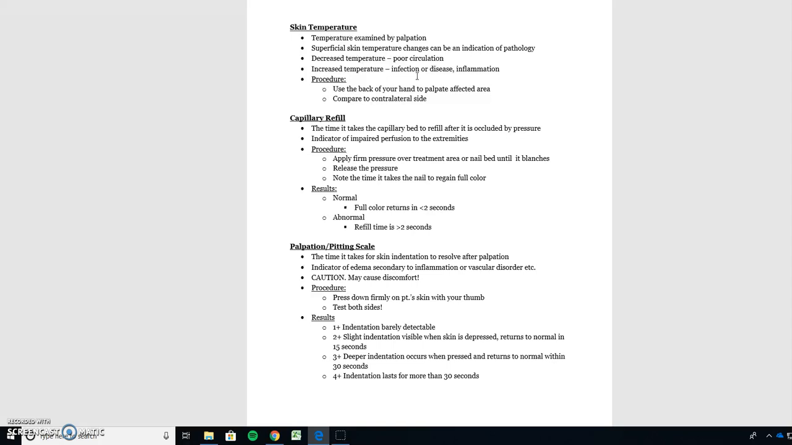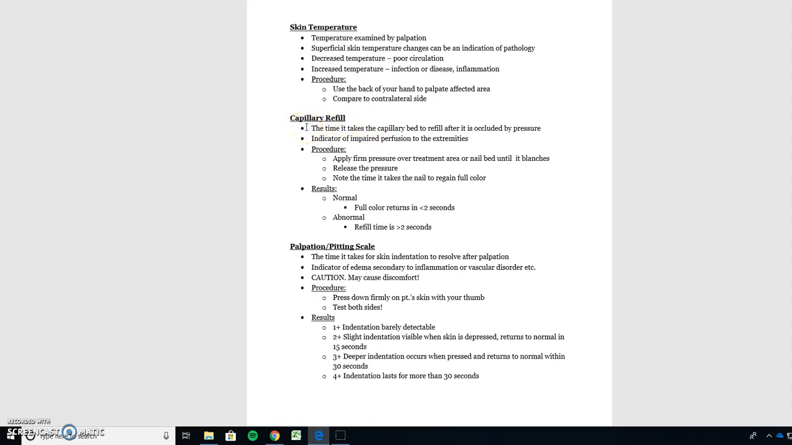So what you're going to do is you're going to use the back of your hand to evaluate the treatment area, and you're going to compare it to the contralateral side. So you're going to test bilaterally. The reason why you want to use the back of your hand is that the palmar surface of your hand, the temperature can be variable. So it's better to use the back of your hand to check the temperature.